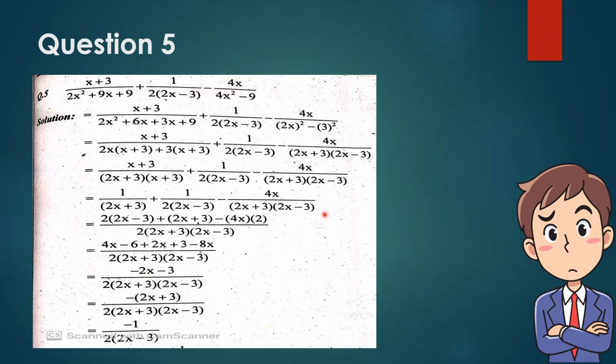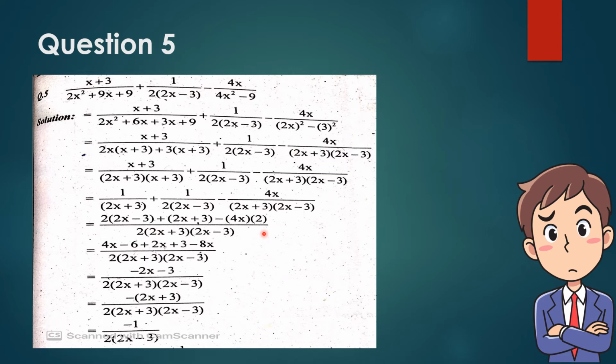Now you will simply take the LCM, that is 2 into 2x plus 3 into 2x minus 3. Okay, now remember, for writing down the LCM, write the common terms and also the uncommon ones. The common is here, we have 2x plus 3. In the second one we have 2x minus 3. In the third one we have 2x plus 3 and 2x minus 3, and 2 is also uncommon. So we are having common and uncommon terms, so we will just write all the terms.